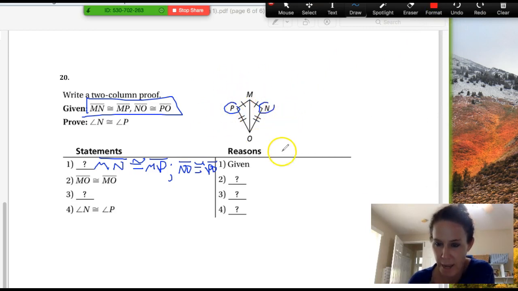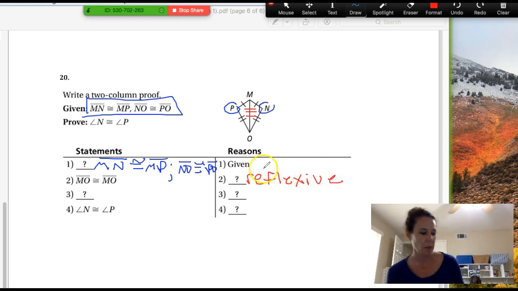I could get that if I knew that triangles were congruent, I would know congruent parts of congruent triangles are congruent. So if these two triangles were congruent, then their parts would be congruent. I can easily get these to be congruent because this is congruent to itself. And I would have side, side, side. So the next step they go to is MO is congruent to MO. Well, why? Because of the reflexive property.